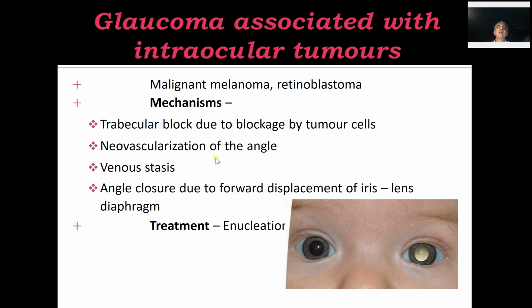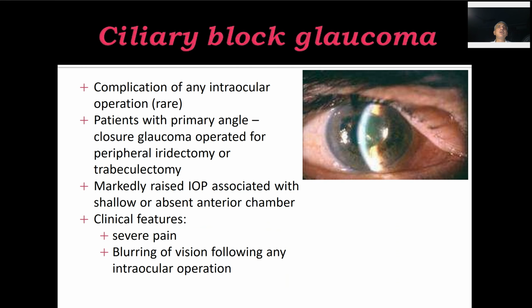Then we go on to glaucoma which can happen due to malignant melanoma or retinoblastoma. There is a space occupying lesion which is growing into the eye and causes either trabecular block due to blockage by tumor cells, neovascularization of angle, venous stasis, or angle closure due to forward displacement of the iris lens diaphragm, and that would be relieved by treating the tumor. Here you can see leukocoria in this patient, typically seen in patients with retinoblastoma.